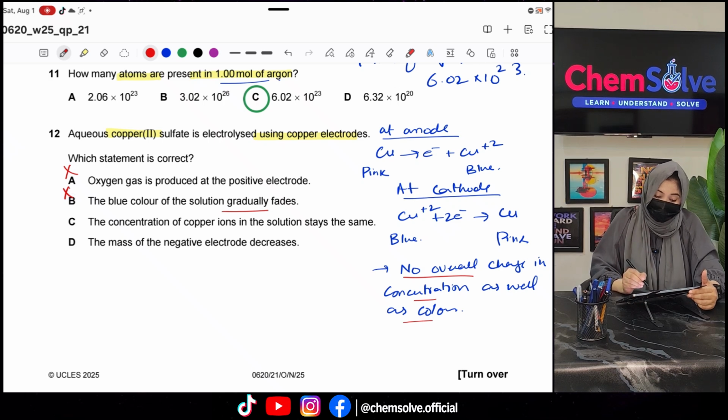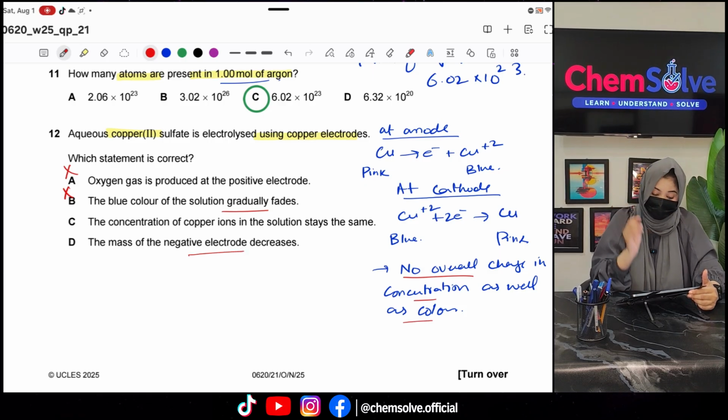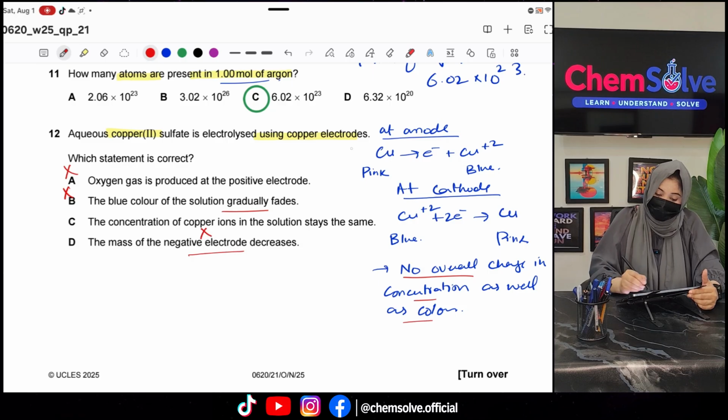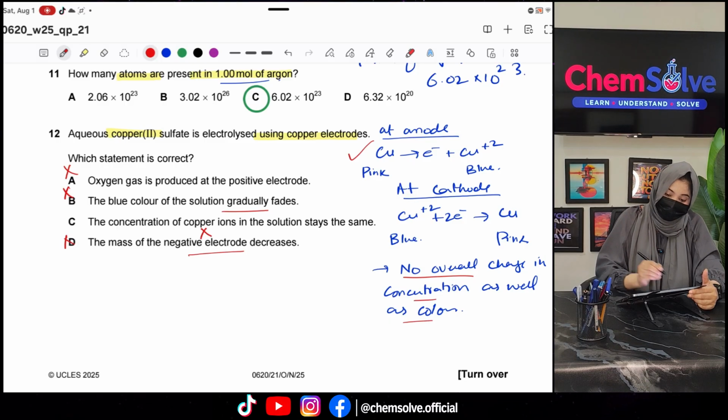The concentration of the copper ion in the solution stays the same. It seems to be correct. The mass of the negative electrode decreases. The mass of the positive electrode decreases instead. You can see here, copper dissolved to form copper ions. So this is incorrect as well. C is the correct option.